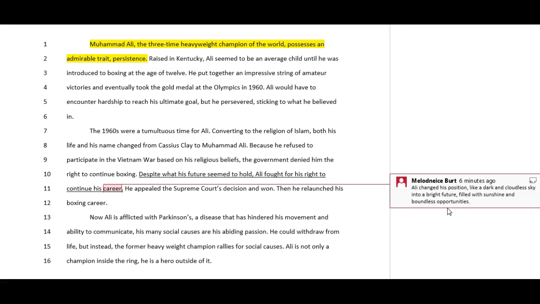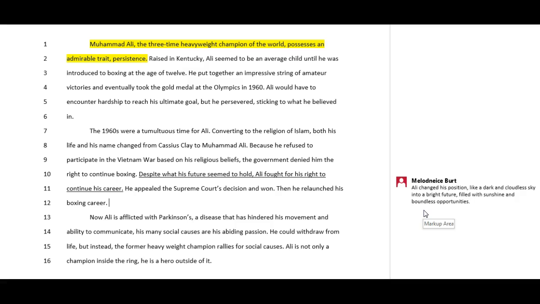Let's compare to the sentence that I had initially. Despite what his future seemed to hold, Ali fought for his right to continue his career. Clearly, an audience would more than likely connect to the revised sentence, which includes words that create a picture in the reader's head.